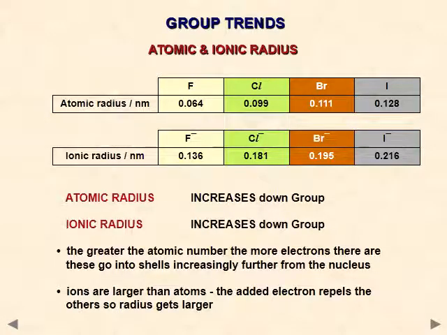So what happens to the atomic radius and ionic radius down the group? As you go down the group, as the number of shells increases, so does the atomic radius, as well as their ionic radius increases down the group. Fluorine has the smallest atomic radius and iodine atom has the largest atomic radius, and the same trend is followed by the negative ions. Fluoride is the smallest and iodide is the largest in its radius. This is again due to the increase in number of shells and shielding effect.